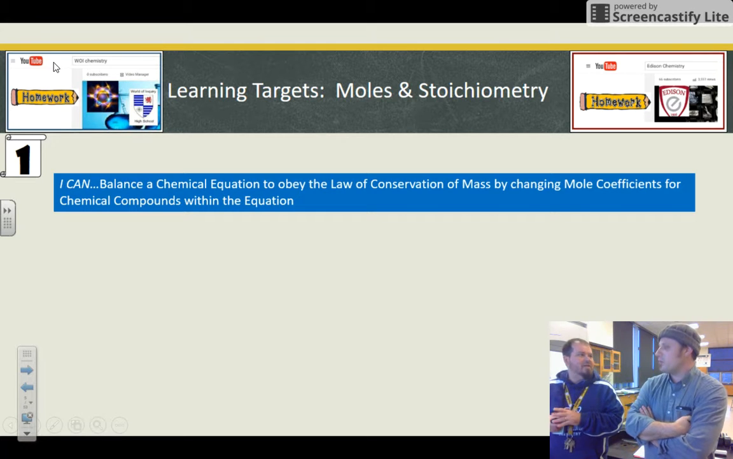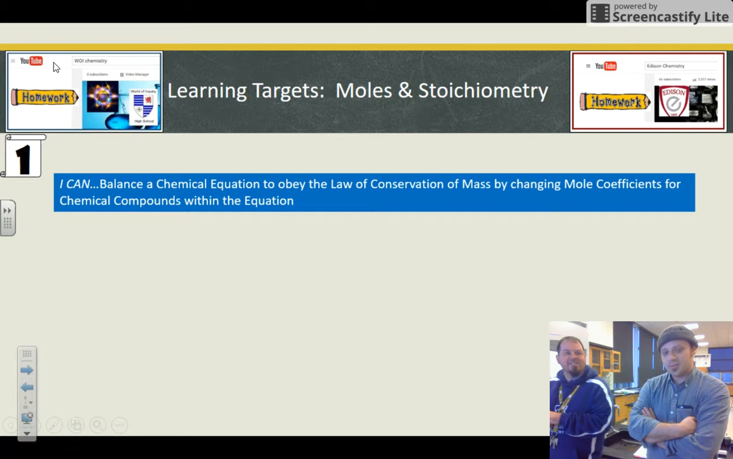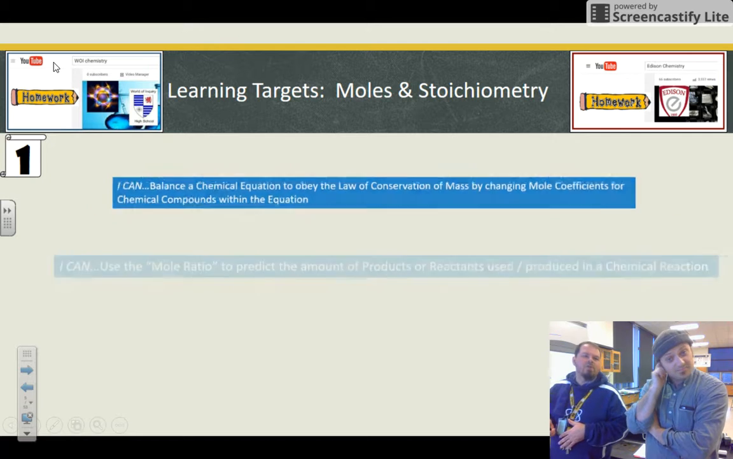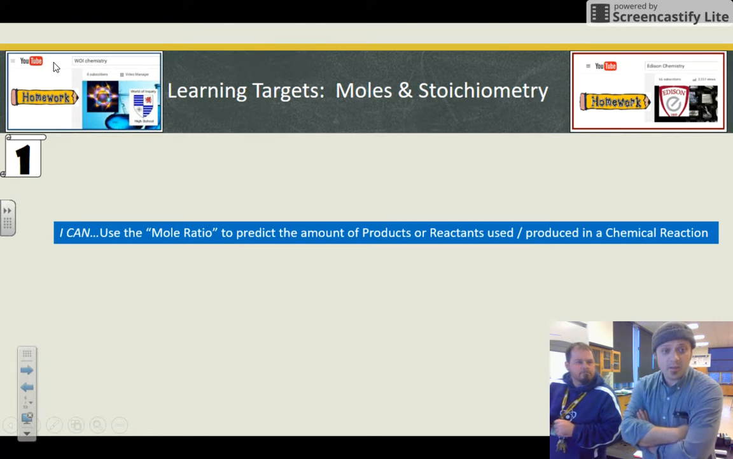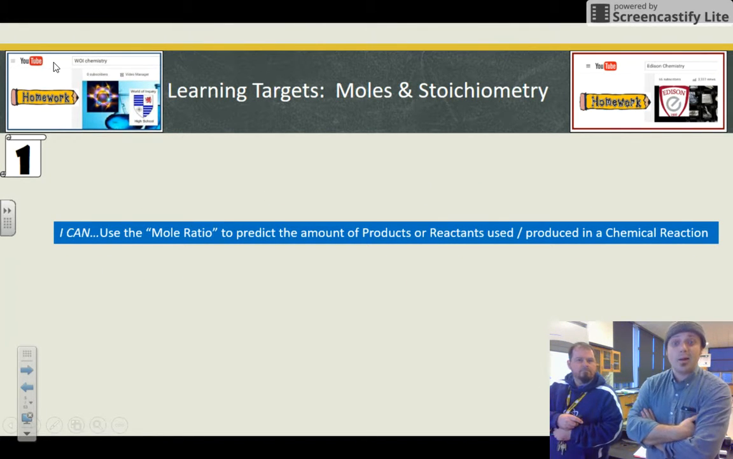It definitely is a puzzle that you've got to solve, and it's neat. So if you like to solve puzzles, this one will work for you. And the last little bit is using a mole ratio to predict amounts of products and reactants used or produced in a chemical reaction.